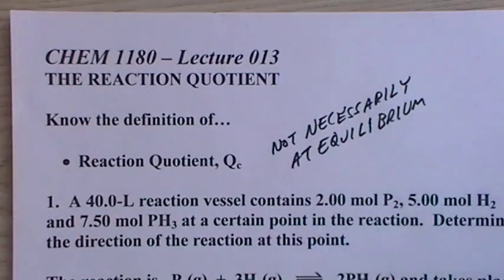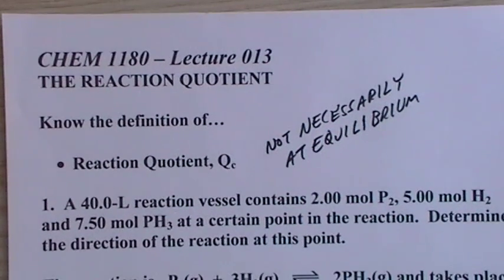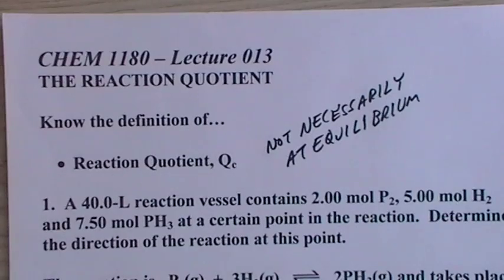Not necessarily at equilibrium. It can be, just by chance, but mostly when you're using QC, it means that you're somewhere in the middle of the reaction, and so the reaction has a ways to go. It either is going to keep shifting to the products or back to the reactants, one or the other. So the QC allows us to determine which way the reaction is going to go.